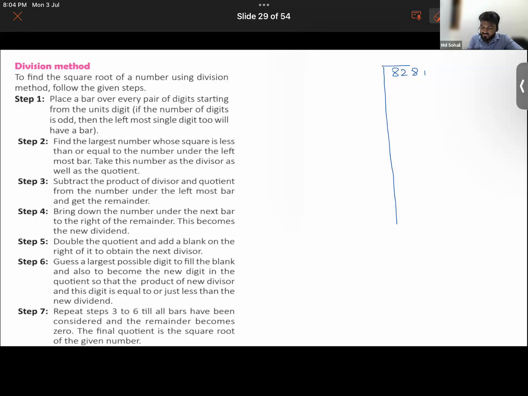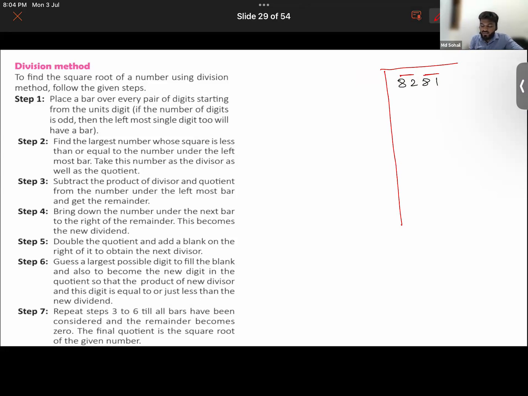You should place a bar over each pair of digits. So this is my number. I should be placing a bar. Okay, all right, I have placed the bar. Next, we have to find the number whose square is less than or equal to the number under the leftmost bar. So which number is under the leftmost bar?